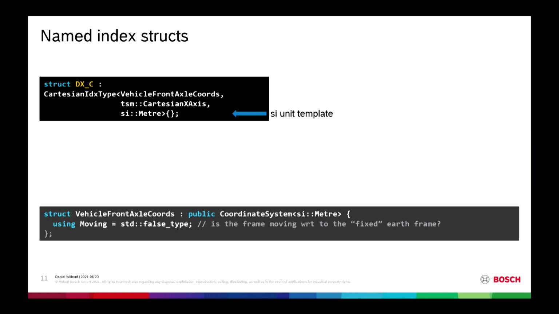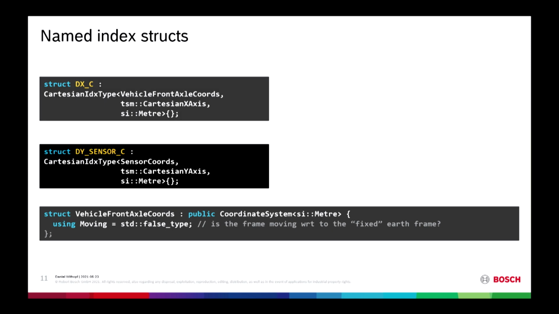So again, almost an empty struct. We just derive from a base class. We specify that the position unit is meters for that coordinate frame, and we also specify whether the frame moves with respect to the Earth. So I'm assuming Earth is fixed, and anything that moves with respect to that would get a moving flag here. We need that later when we transform between different coordinate frames.